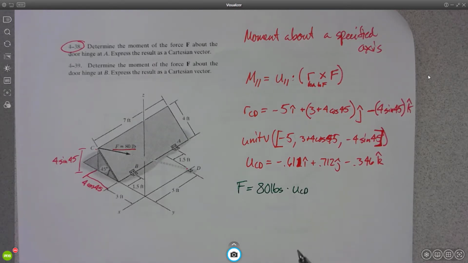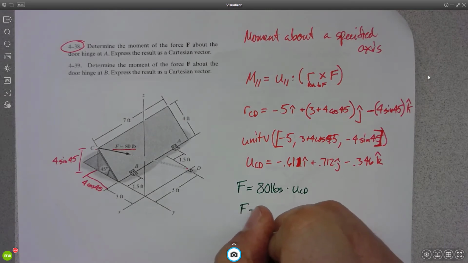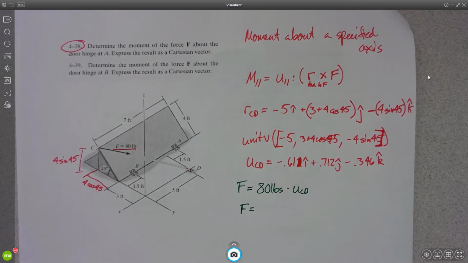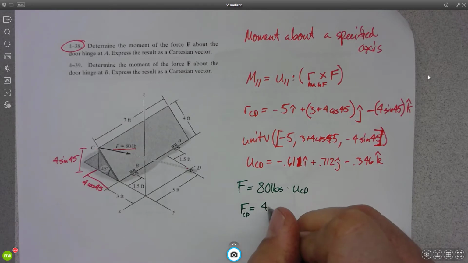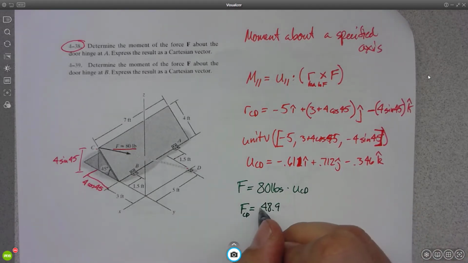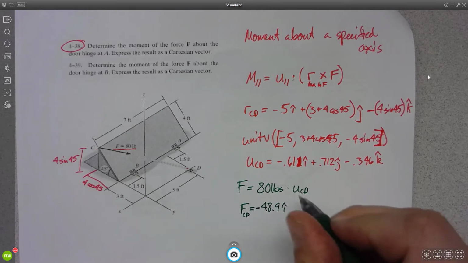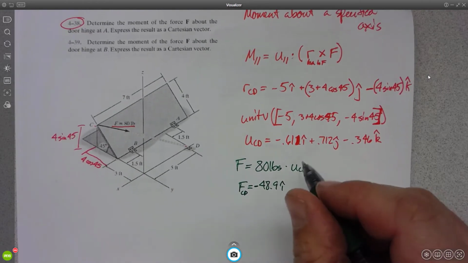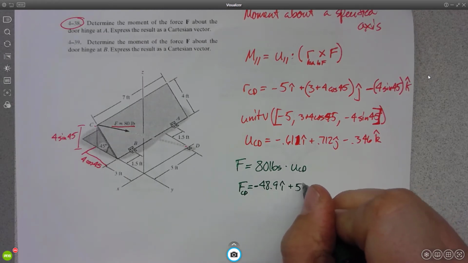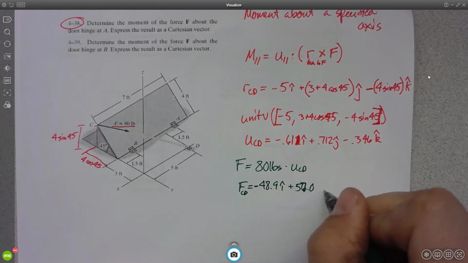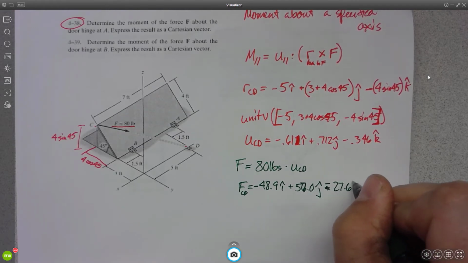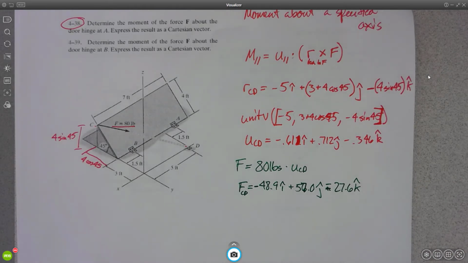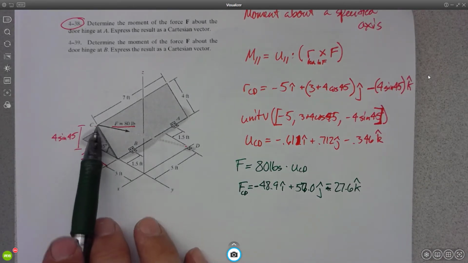Okay. So if you multiply that by 80, what do you get, Joseph? Negative 48.9 i-hat? 56.9, well, 57.0 j-hat. Mm-hmm. Okay. So now we know the force vector from C to D.